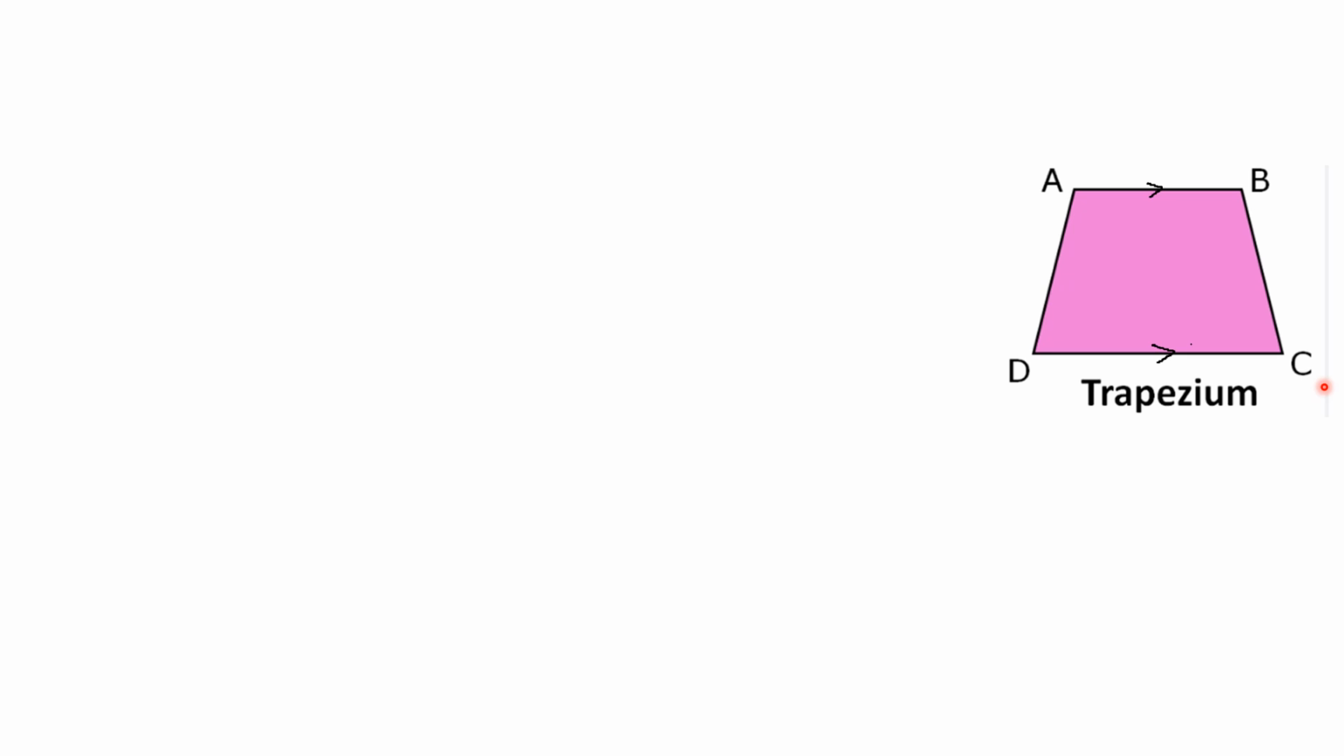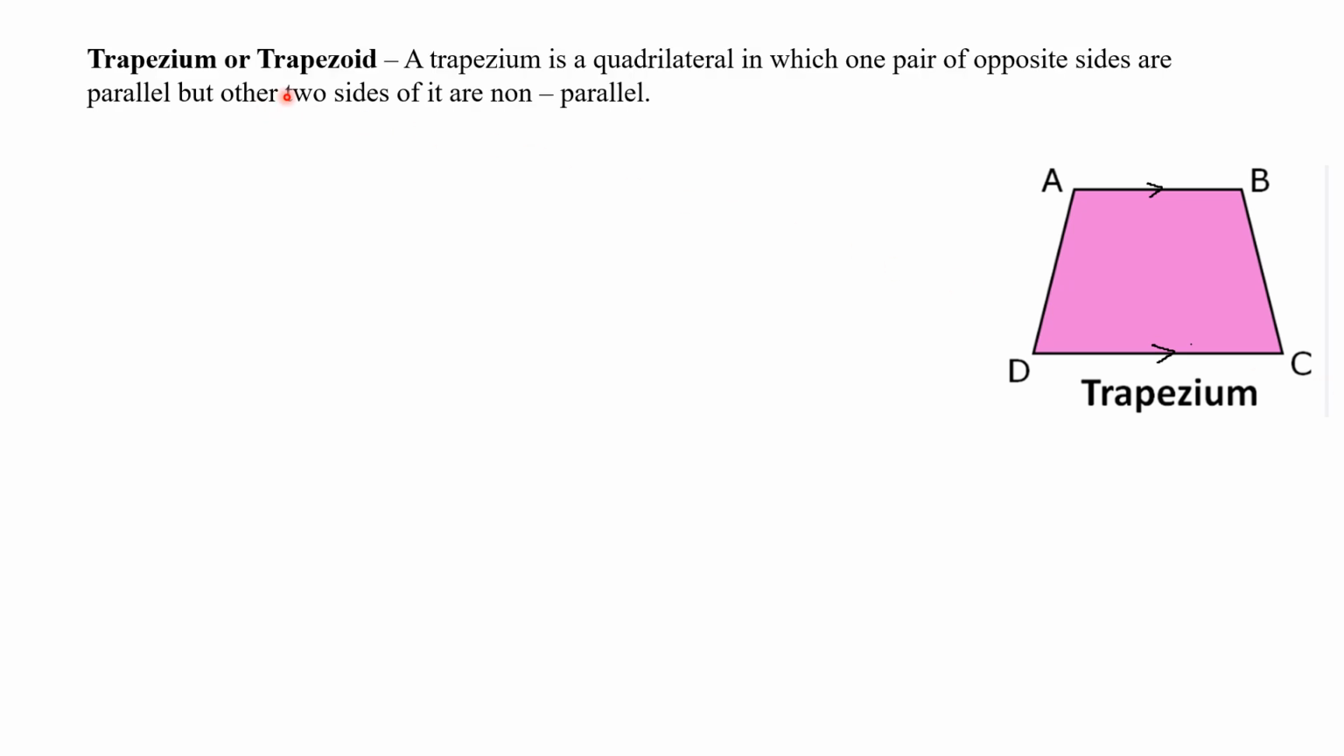Now next we will see trapezium. Trapezium is also known as trapezoid in some of the countries. A trapezium is a quadrilateral in which one pair of opposite sides are parallel, but the other two sides of it are non-parallel. So if you see the figure here, I have put the arrow mark.